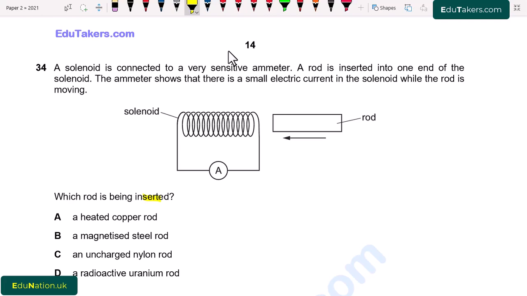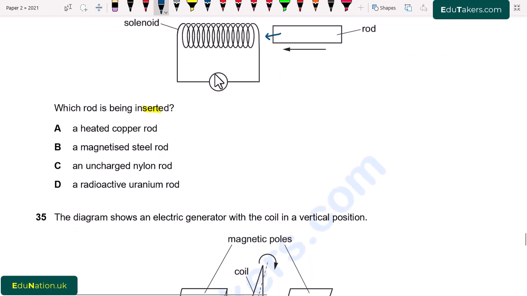When I place a rod very close to the solenoid and move the rod towards the solenoid, then what will happen? There will be a change of flux, due to which the induced EMF will be in the solenoid and there will be a small current. It means that the rod should be magnetized. So here the correct option is the magnetized steel rod.